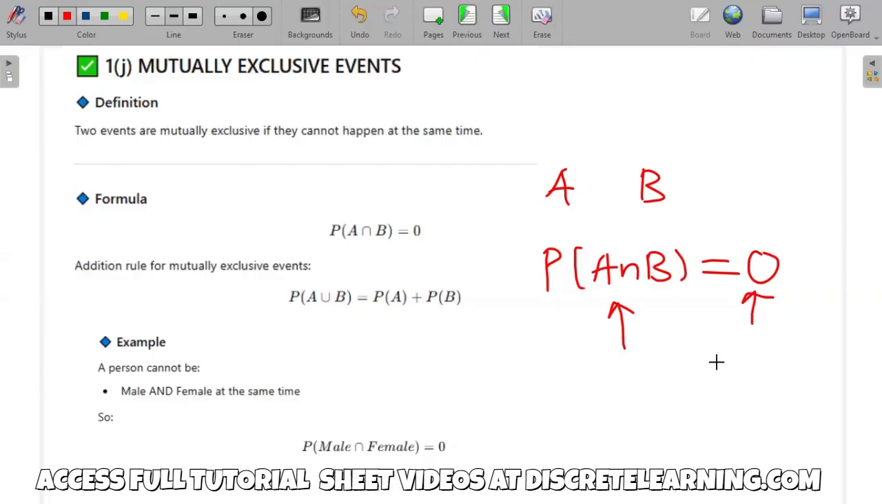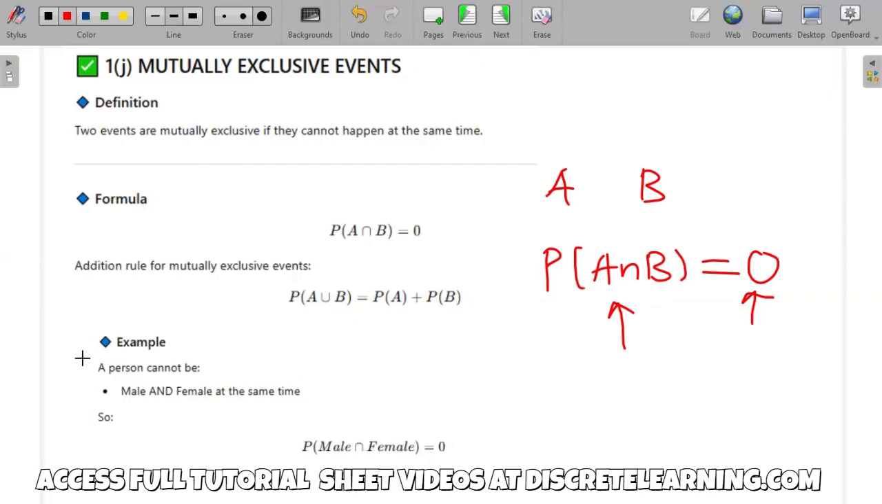Okay, so later on you will see when you are solving questions on two-way classification tables, they'll ask you, are these events mutually exclusive? To show that the events are mutually exclusive, it suffices to show that the probability of their intersection is what? Zero. So if you are able to show that the probability of their intersection is zero, then it means that those two events are what? Mutually exclusive. Okay, so that's the definition there.